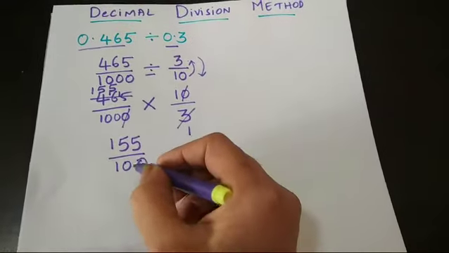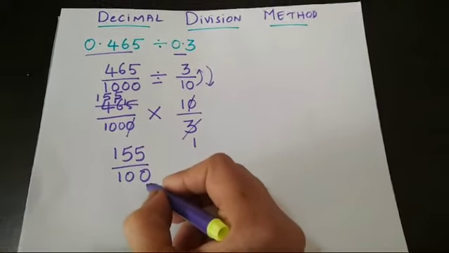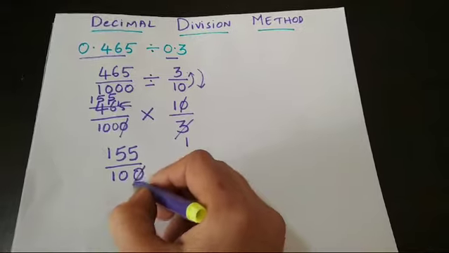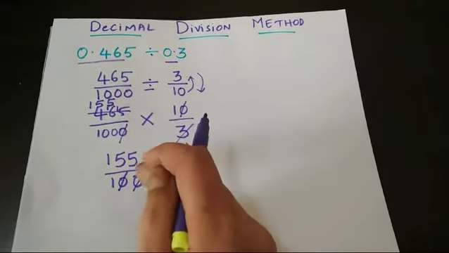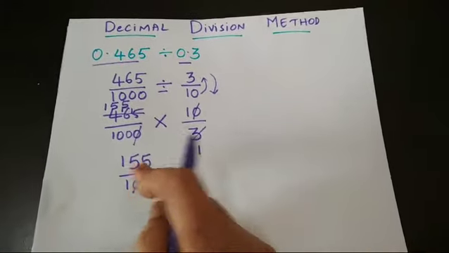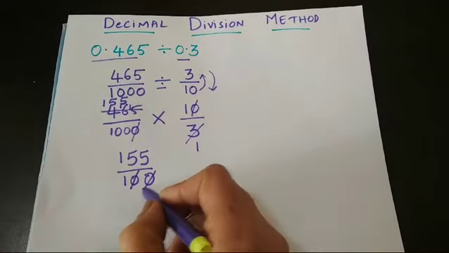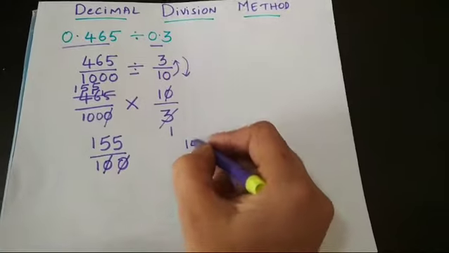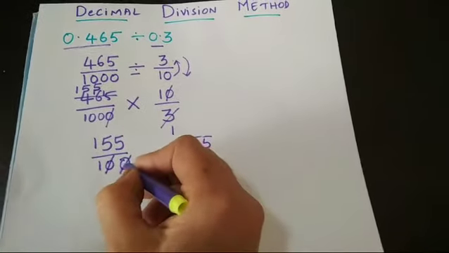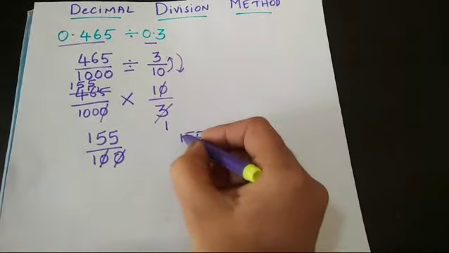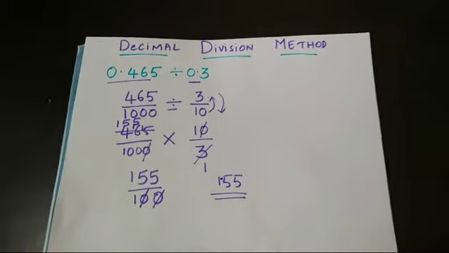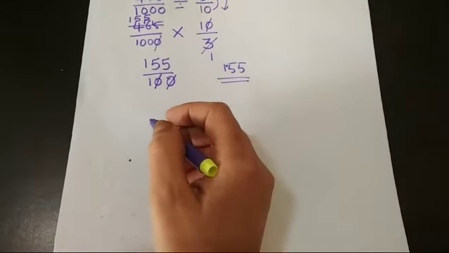Now how many zeros are there in the denominator? 2 zeros, right? So cancel the zeros and try to put the decimal point after two numbers, because there are 2 zeros in the denominator. So 155 you write, and how many zeros? 2 zeros, right? 1, 2. 1.55 will be your answer. Understood friends? Okay. Now let me take one more example.